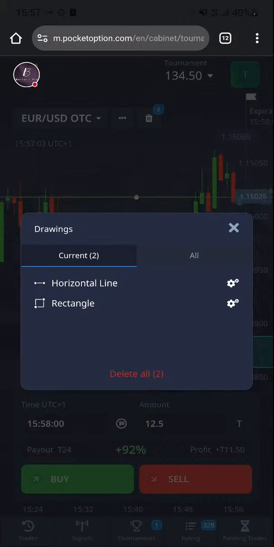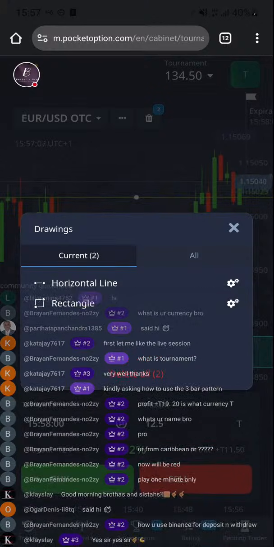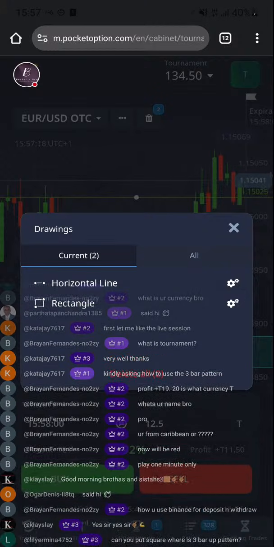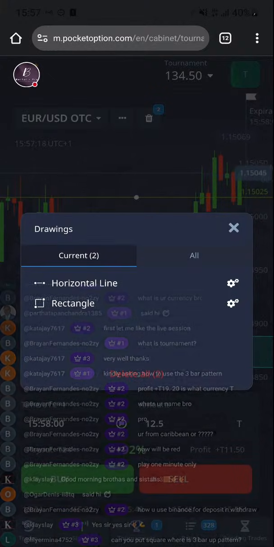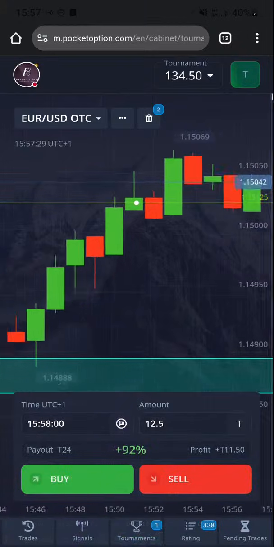What's her name again? I'm trying to remember her name. Yes, you can decide to use Binance, Bybit. It doesn't matter. Anyone, can you put a square where the tribal up pattern is? Yeah, sure. I like that emoji. Thank you so much. It's nice to have you here. I was trying to remember Gem World the other time.